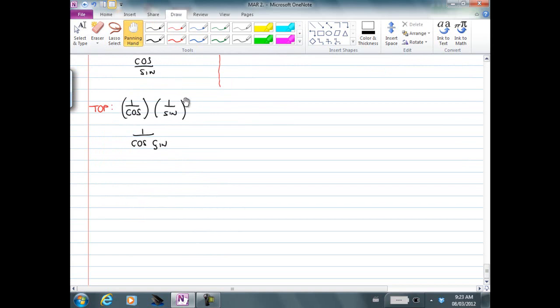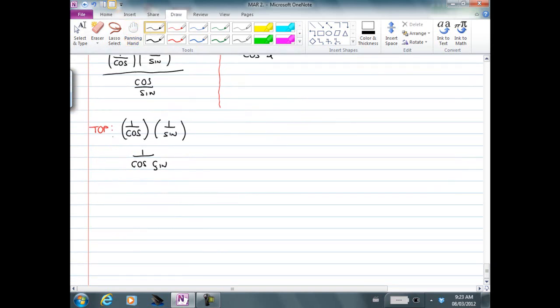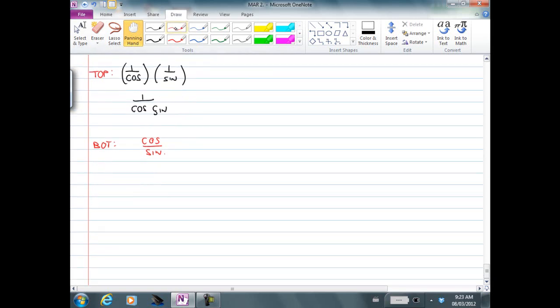My bottom is exactly the same. Nothing changes because I can't simplify the bottom in any way. Now, write your new top over your new bottom. It will help you out a lot. It makes things easier. Okay? Gives you 1 over cos sine over cos over sine.